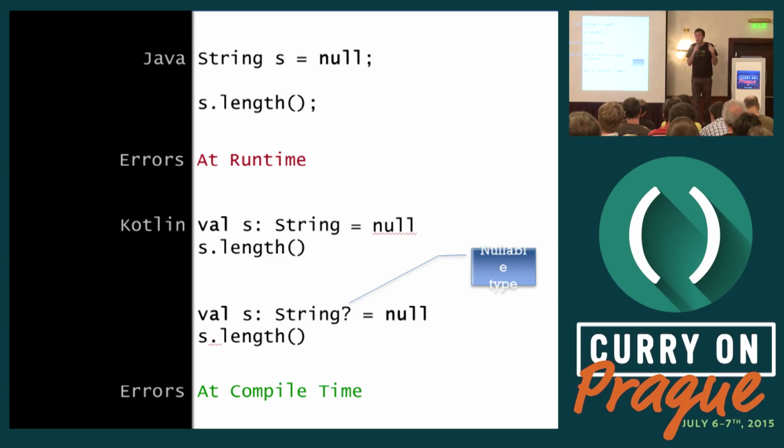So in Kotlin, the type system tracks your absent objects and lets you know that when you're trying to reference something which is nullable, you're not allowed to do that right away without a check, because it may break. So it gives you an error at compile time. Questions here? Should be pretty obvious.